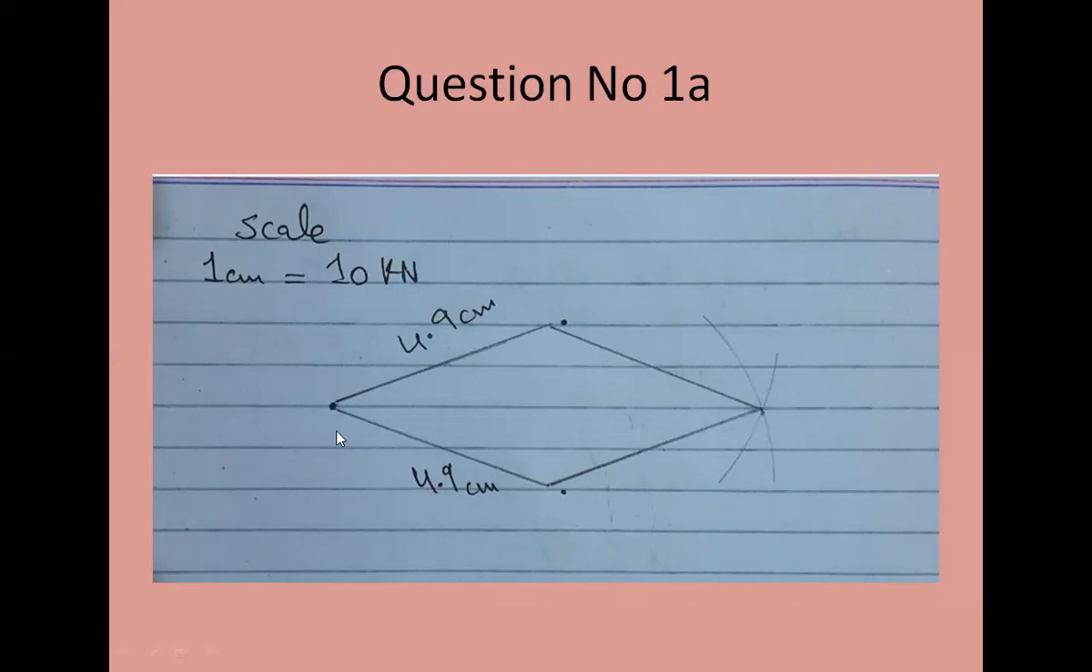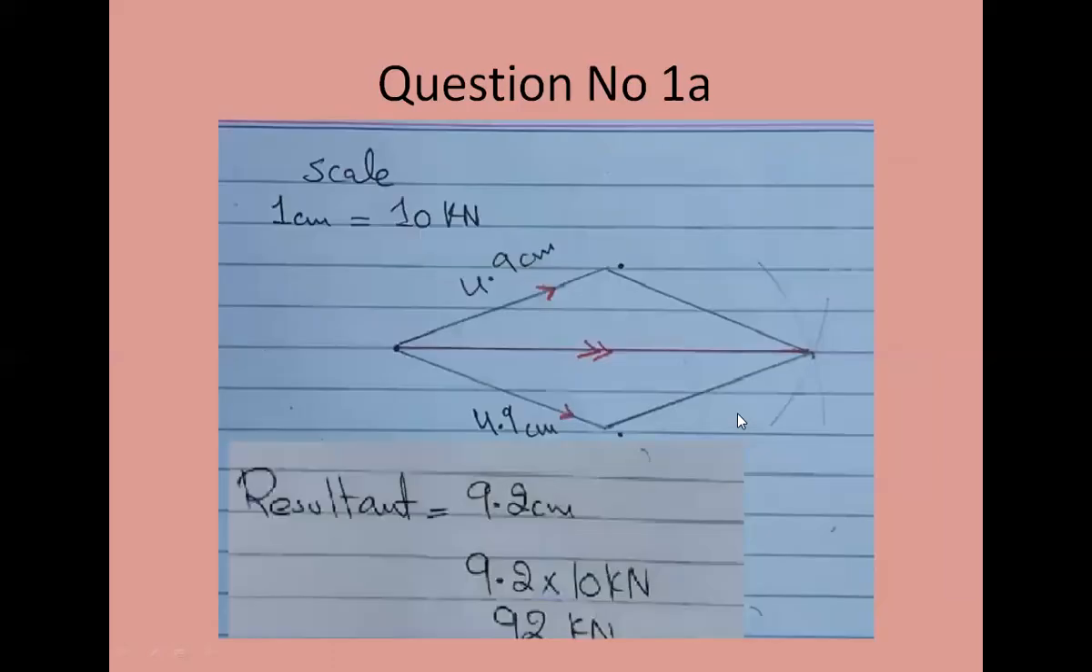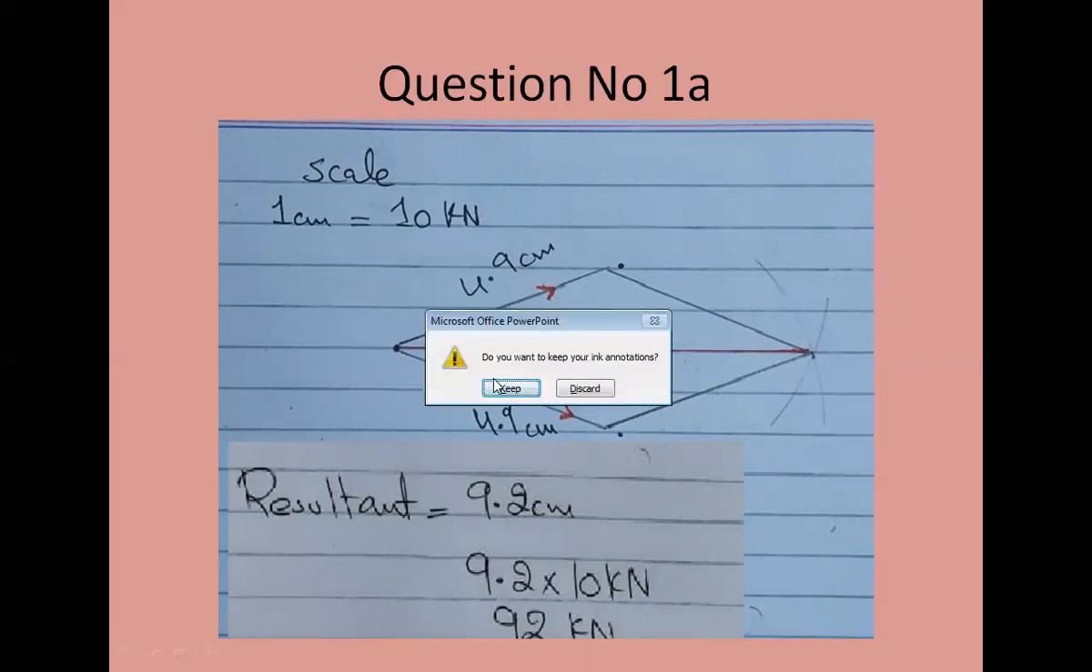Now the resultant: where these tails are joined, you join it with the opposite corner. That will be your resultant. So you can see this red line, that's the resultant. With the help of the scale, measure the length of this line. When I measured this line, it was 9.2 centimeter. So this resultant is 9.2 centimeter long, and 1 centimeter means 10 kilonewtons. So 9.2 centimeter means 9.2 multiplied by 10, that will be 92 kilonewton. 92 kilonewton. Hopefully you understand this.